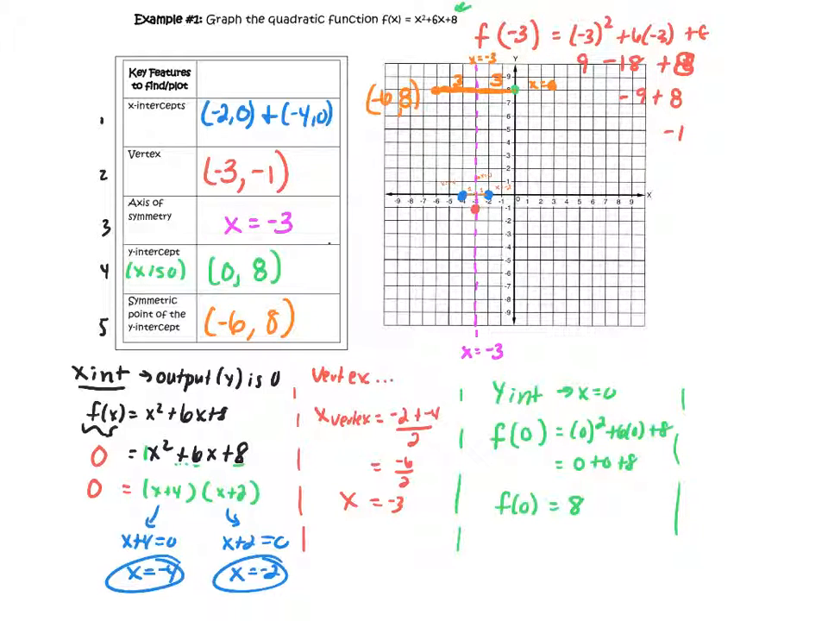Our last step is to finally just connect the dots in a U-shaped pattern, because we know that all parabolas make a U-shaped pattern. And as we can see here, our plot is correct because we make that U-shaped pattern.